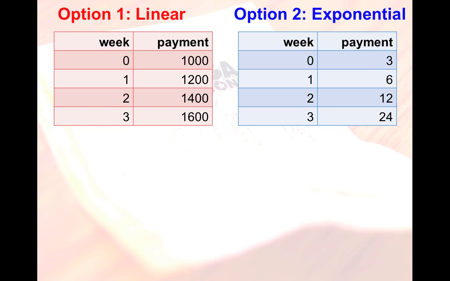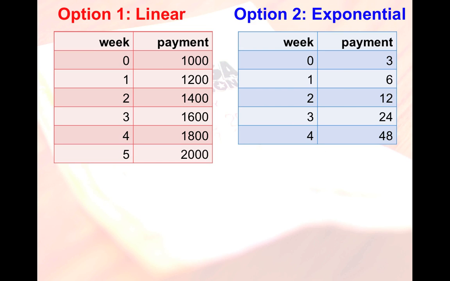So we started out by asking, which option would you choose? The linear function is just going to keep adding $200 every week. So in week 4, $1,800, week 5, $2,000. The exponential function will double the amount every week. So in week 4, we'll earn $48. In week 5, we'll be paid $96.